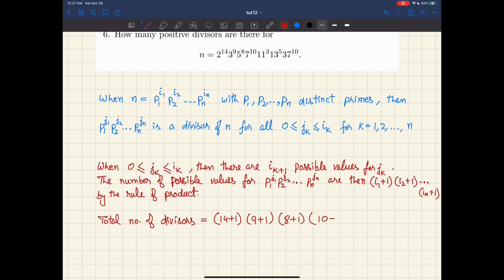It would be 14 plus 1 times 9 plus 1 times 8 plus 1 times 10 plus 1, 3 plus 1, 5 plus 1, and again 10 plus 1. So the total possible divisors are 3,920,400.